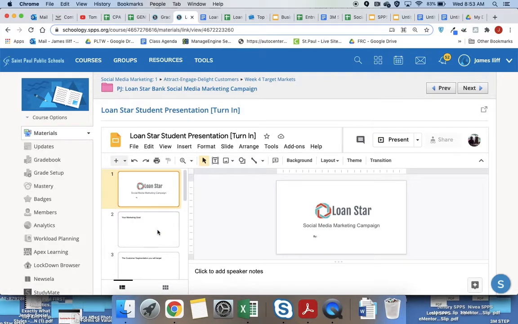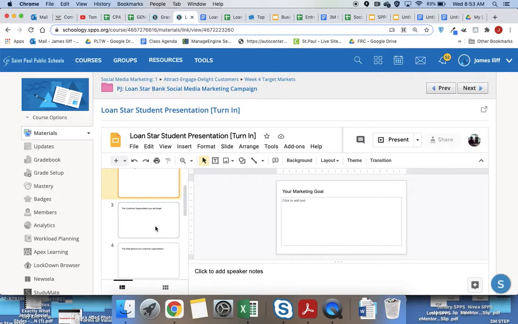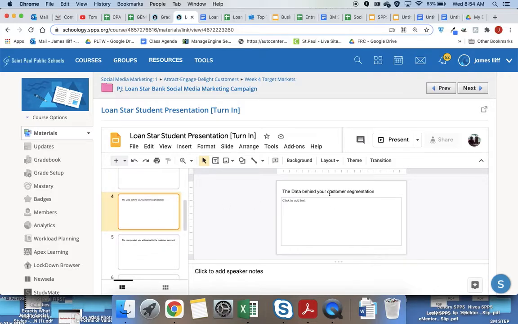So here's the cover page, your marketing goal. So what's your marketing goal? The customer segmentation you'll target. So that's where you're going to put that. The data behind your customer segmentation. So what does the data look like? Why are you choosing them? The loan product you'll match with your customer segment.